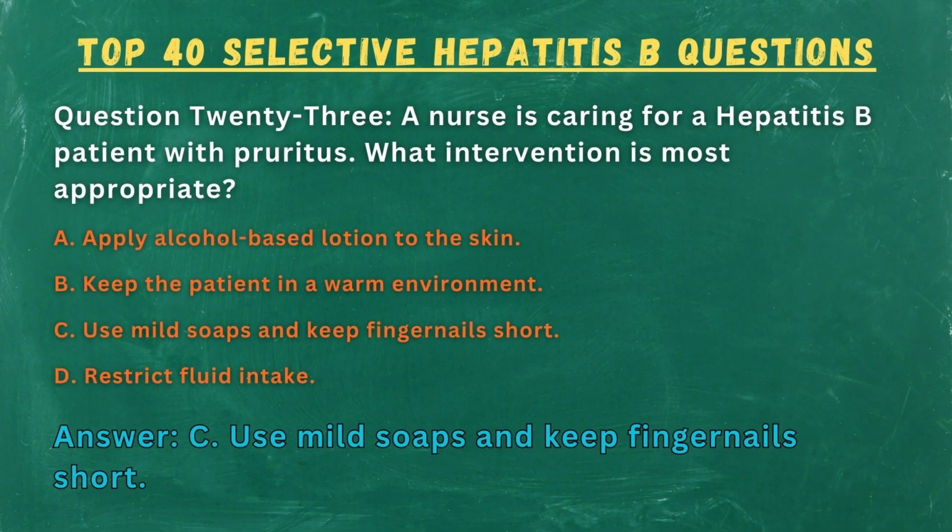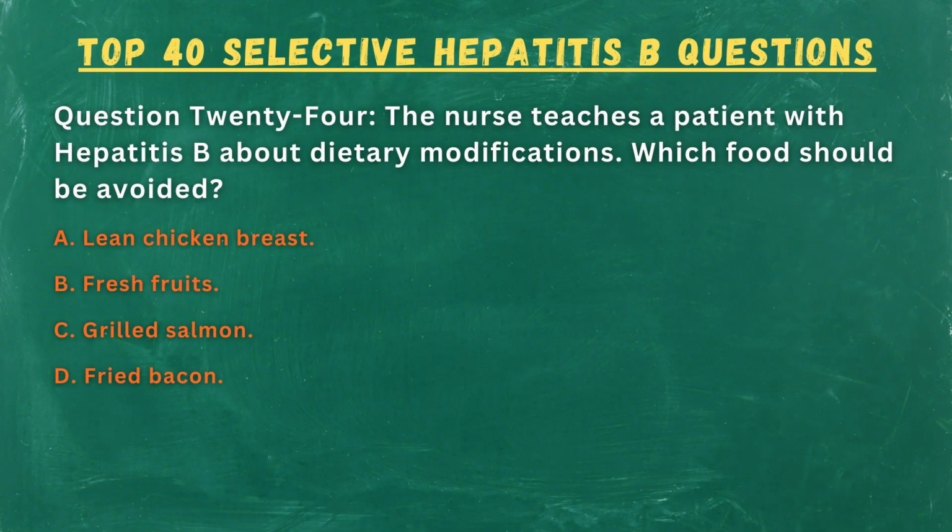Answer: C. Use mild soaps and keep fingernails short. Question 24. The nurse teaches a patient with hepatitis B about dietary modifications. Which food should be avoided? A. Lean chicken breast. B. Fresh fruits. C. Grilled salmon. D. Fried bacon.